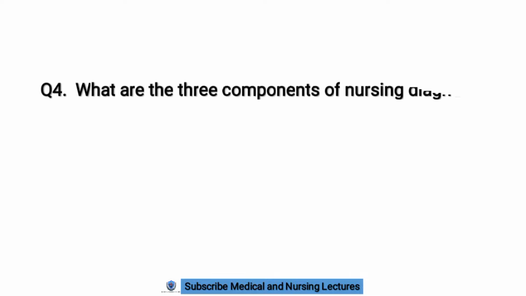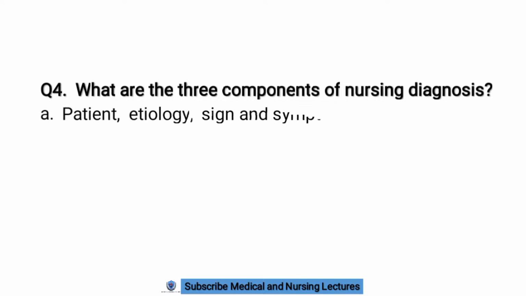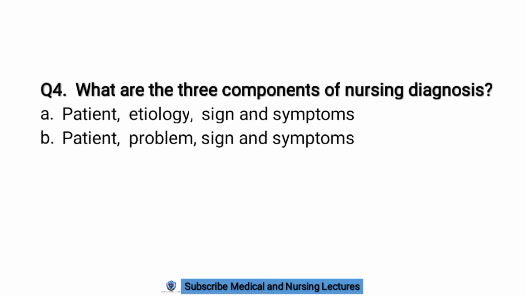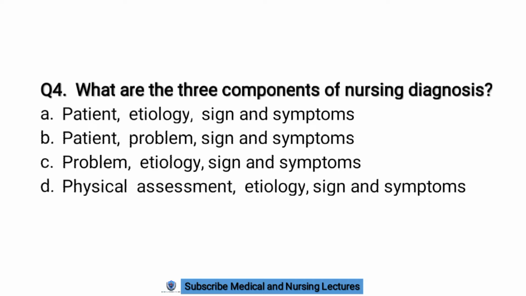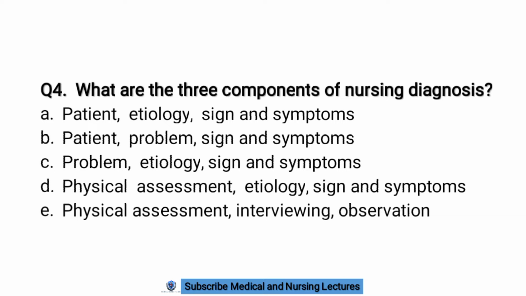Question number 4. What are the 3 components of nursing diagnosis? Patient etiology, signs and symptoms; patient problem, signs and symptoms; problem, etiology, signs and symptoms; physical assessment, etiology, signs and symptoms; physical assessment, interviewing, observation. Here the correct option is option C, problem, etiology, signs and symptoms. It is also known as PES.